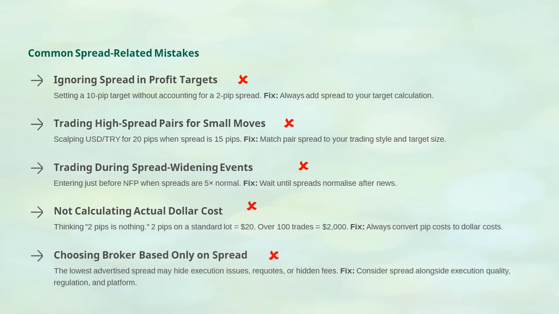Mistake 5. Choosing a broker based only on advertised spread. The lowest spread might hide execution issues, requotes, or hidden fees. Consider spread alongside execution quality, regulation, and platform features.